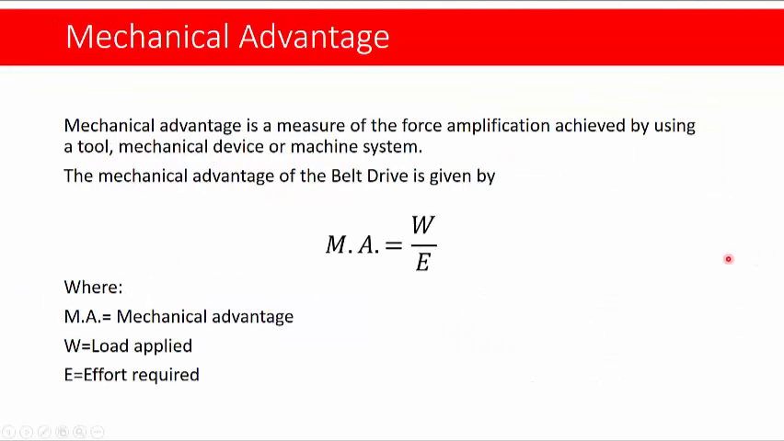Mechanical advantage. Mechanical advantage is a measure of the force amplification achieved by using a tool, mechanical device or machine system. The mechanical advantage of the belt drive is given by mechanical advantage equals W over E, where W is equal to load applied and E is equal to effort required to raise that load.